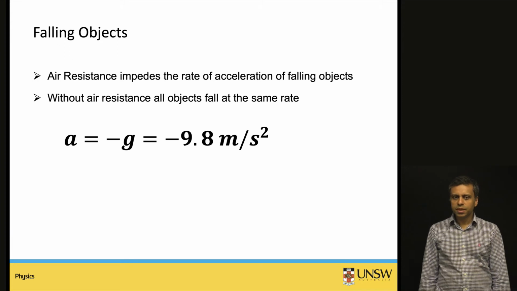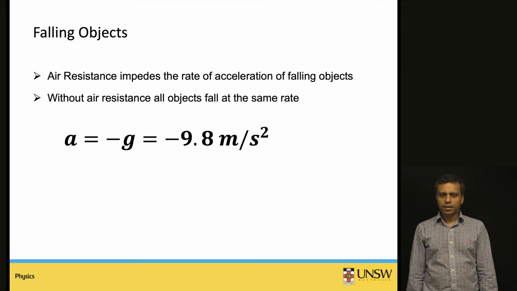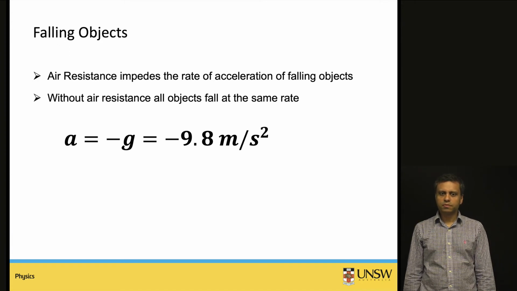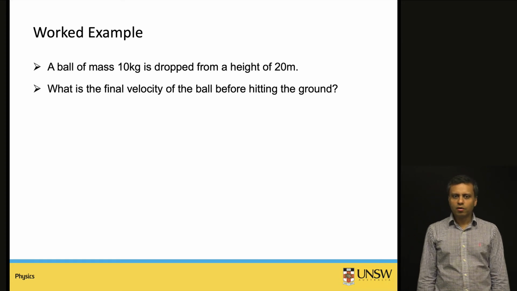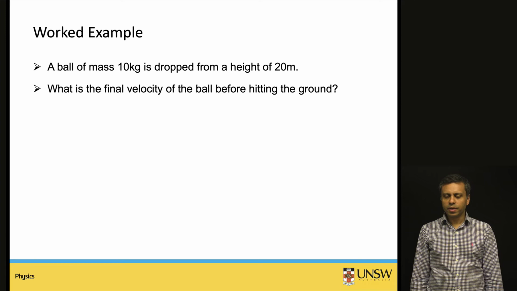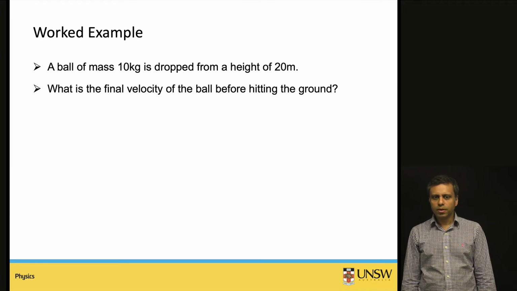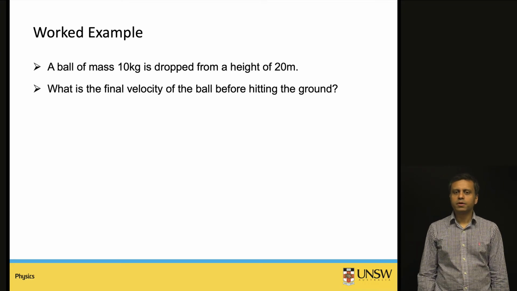So we will assume that air resistance is 0 and apply the equations of motion to freely falling objects. This is a worked example. Let us go through this in more detail. The problem states a ball of mass 10 kg is dropped from a height of 20 meters. What is the final velocity of the ball before hitting the ground?